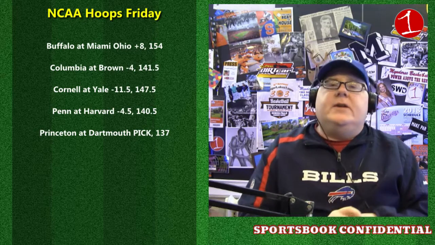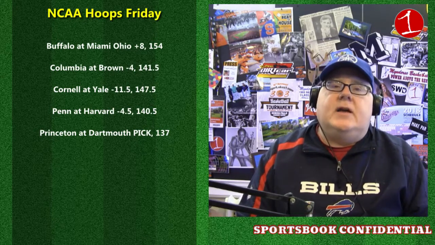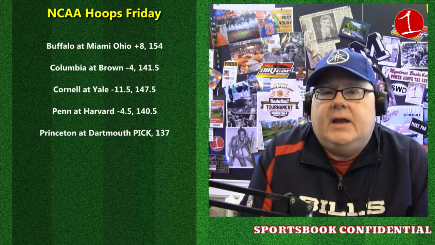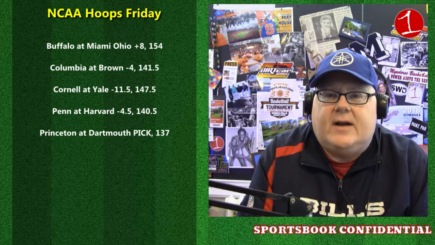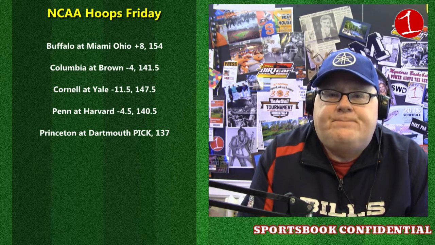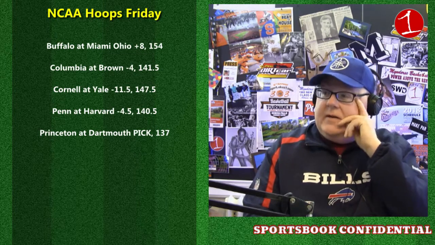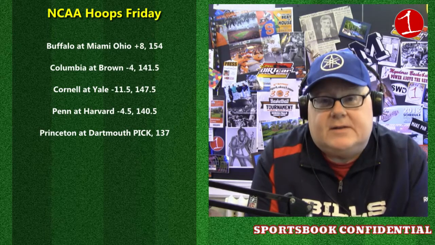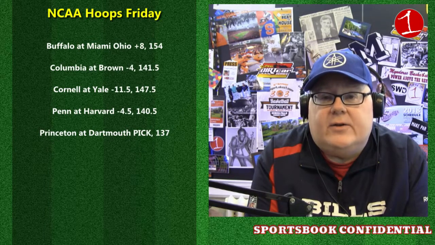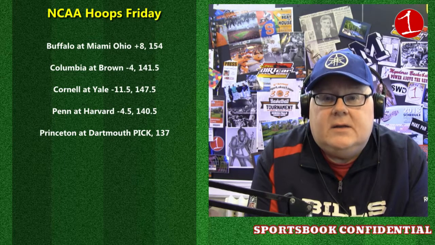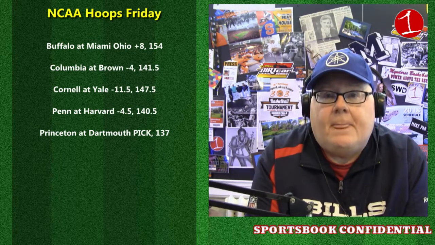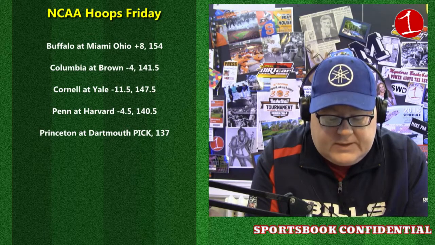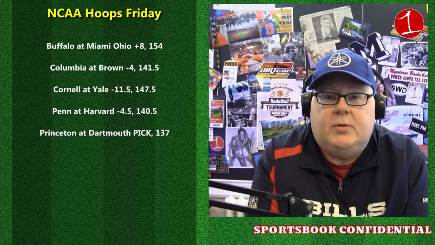And then finally, Princeton at Dartmouth, pick 137. Princeton is an extremely talented team that's been very inconsistent, and if my memory serves me correctly, they've had like 3 overtime games in their last 5 or something ridiculous like that. This game is evenly matched, and Princeton is the better free throw shooting team. I feel like they're the better team overall, and just have not found that consistency they need to book those extra wins.